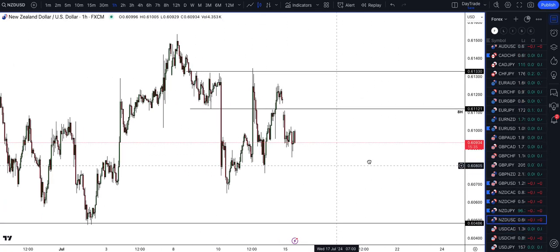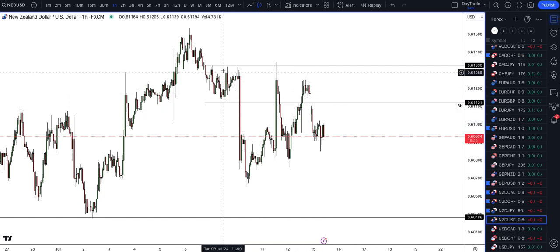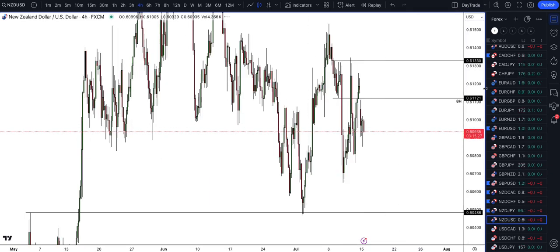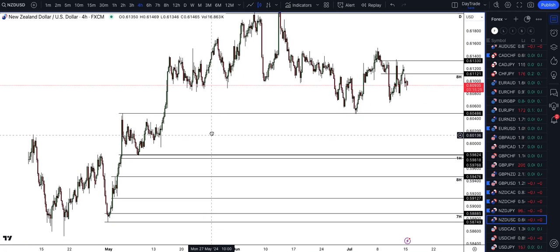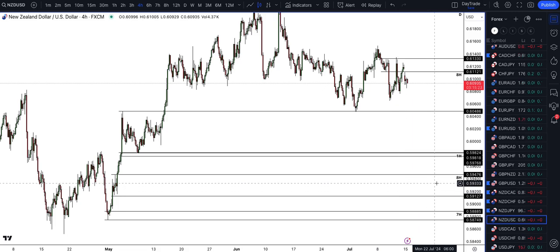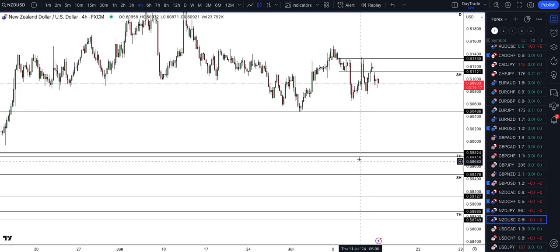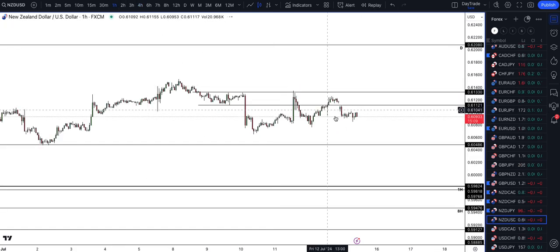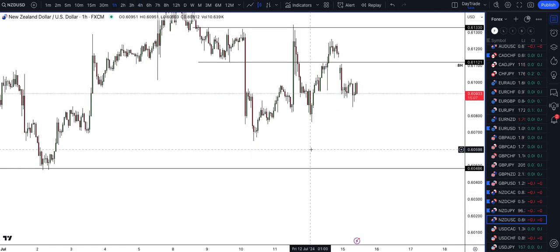NZD USD. Bouncing this 8-hour zone. We actually were in this trade and then got stopped out. Stop loss was too tight. This is a big daily zone, and then we've got hourly, 8-hour zone and 7-hour zone below, but we'll need to double check them as well because they look a little bit messy. So yeah, there's not really that much to look at on here either at the moment.